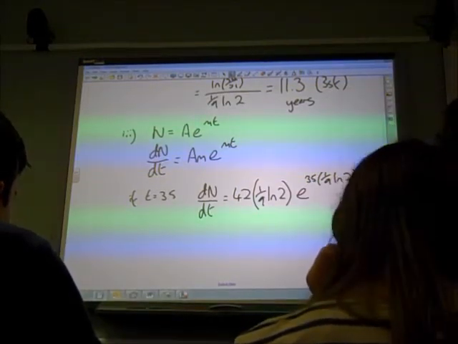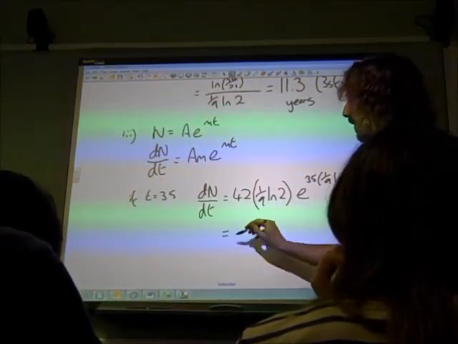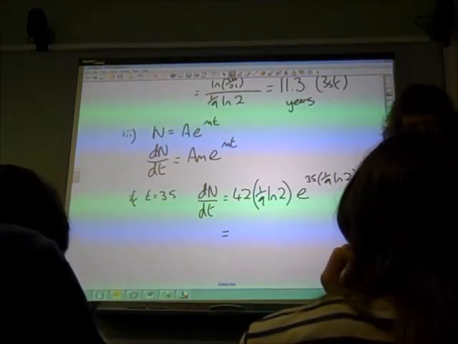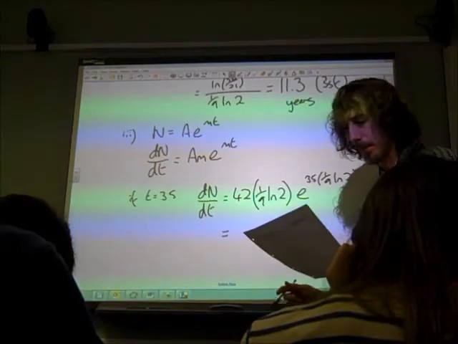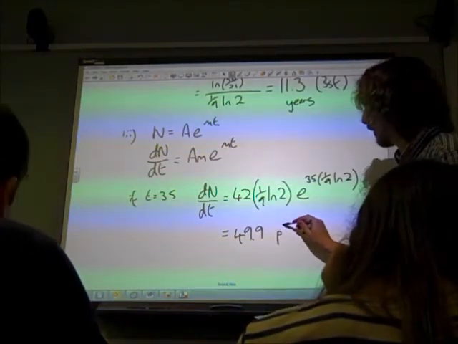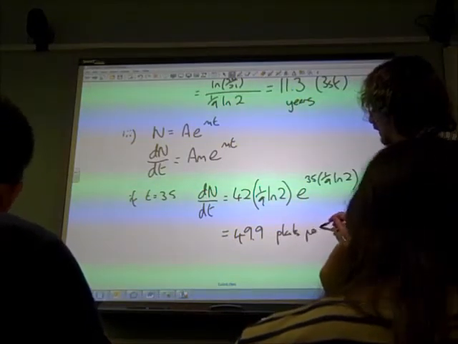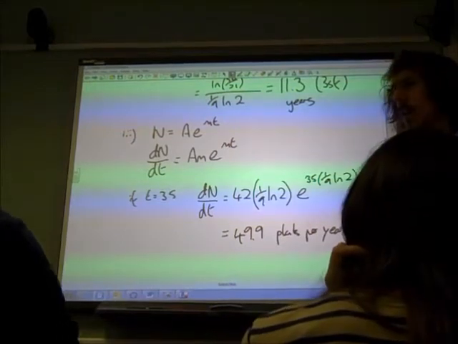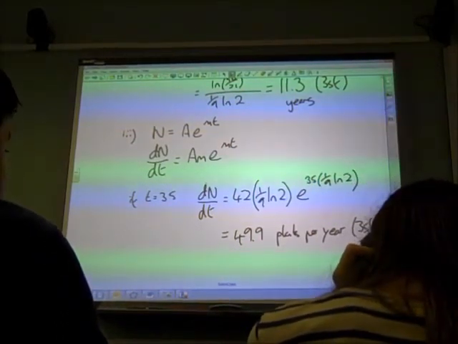And that doesn't look particularly nice. We don't need to tidy it up though. All we need to do is find the value of that, throw that at the calculator, and it gives us, I think, 49.9, and that would be plants per year. And I've done that to 3 significant figures because it didn't actually specify other than that, did it?